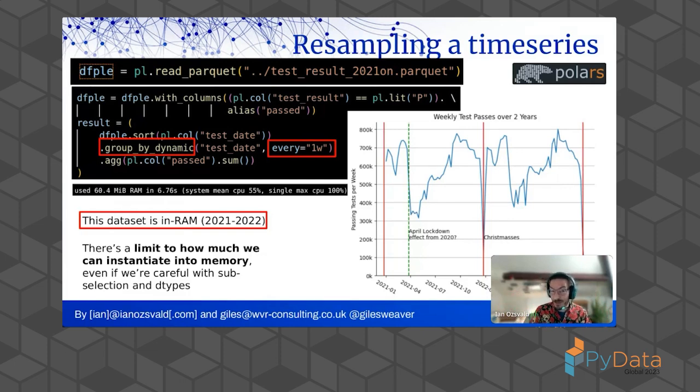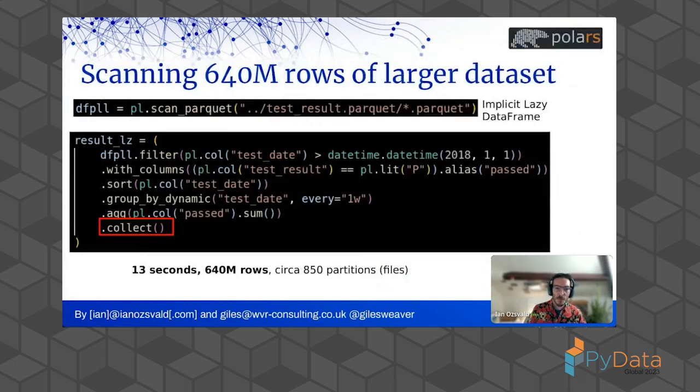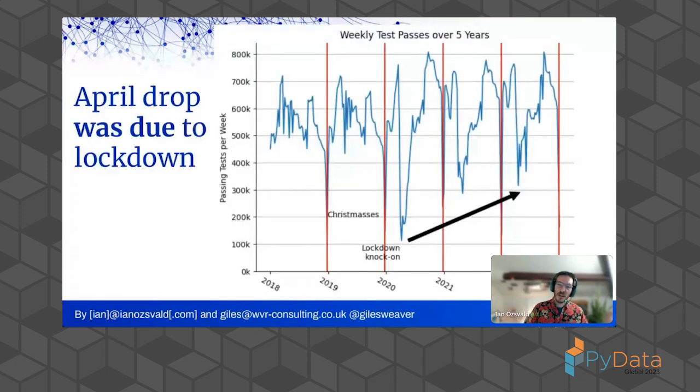Wouldn't it be nice if we could run the same query with almost no modification without thinking about it in polars? And it turns out we can. So if we want to scan all of the data that we've got, 850 Parquet files, 640 million rows, I change the read Parquet to a scan Parquet. That becomes a lazy operation where the query planner becomes enabled. I had a filter on just to say I want vehicles from 2018 onwards, but you've still got to touch every file to find those ones. The rest of the query is unchanged. I collect the result. It takes 13 seconds, and then I get a 5-year plot.